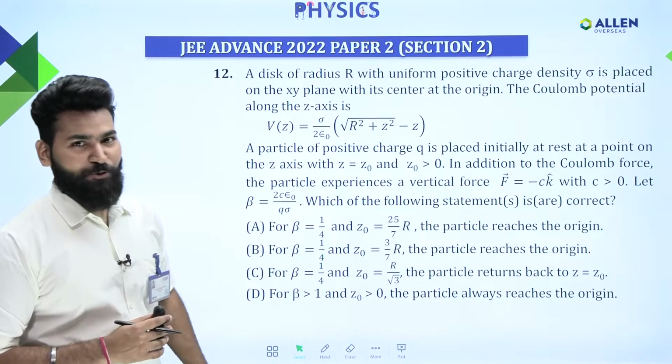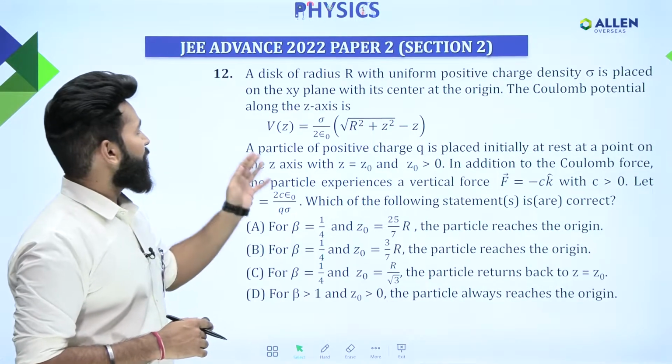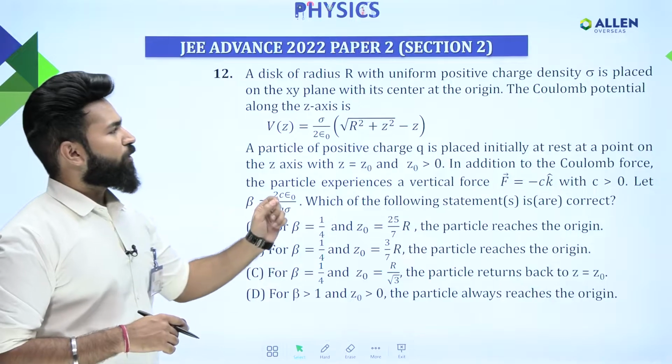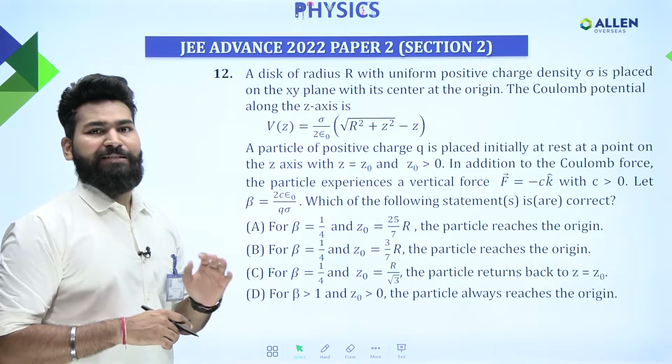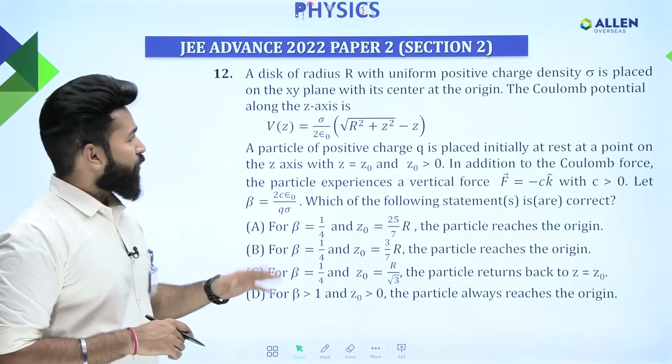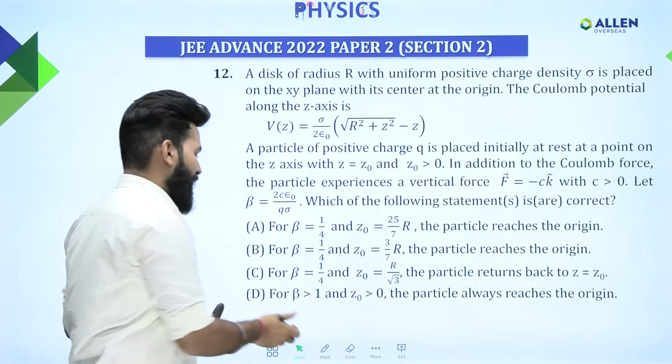So now let's move on to question number 12, which is saying that a disk of radius r with uniform positive charge density sigma is placed on the xy plane with its center at the origin. The Coulomb potential along the z-axis is given by this function.